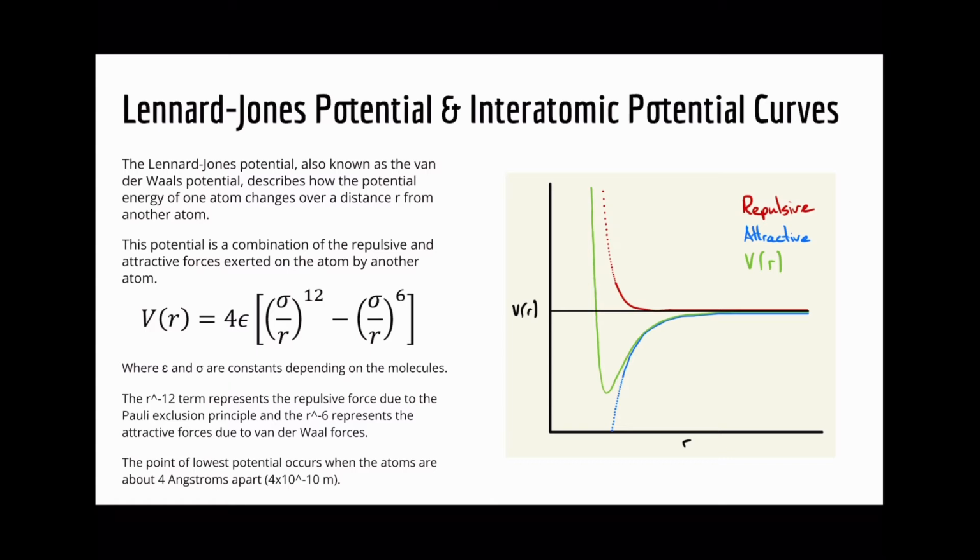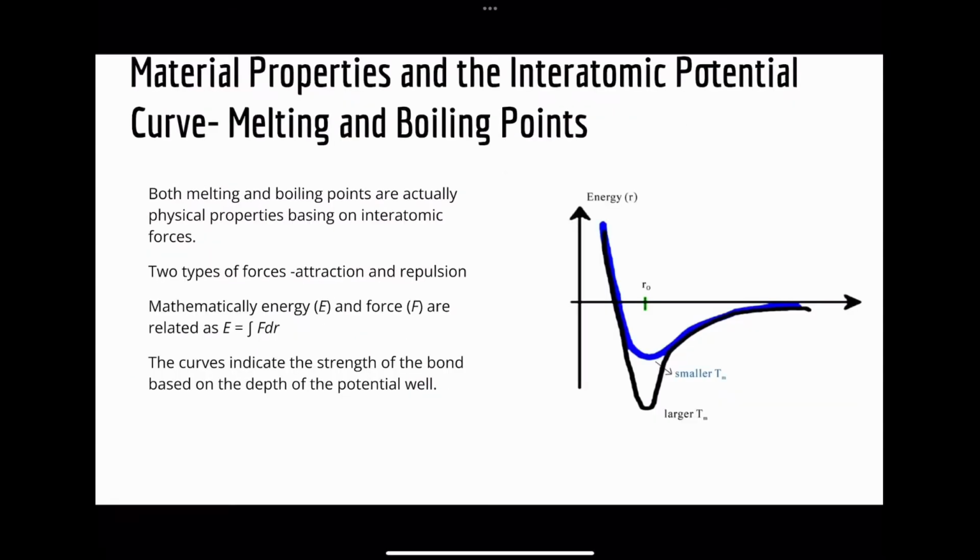If we look at the diagram on the right and the green curve V(r), the lowest point of potential here occurs when the atoms are about 4 angstroms apart, which is 4 times 10 to the minus 10 meters. Both melting and boiling points, as physical properties, are predicted based on the interatomic forces that bind the atoms together.